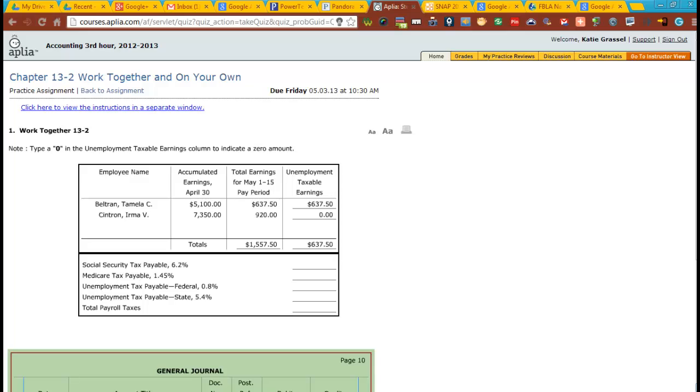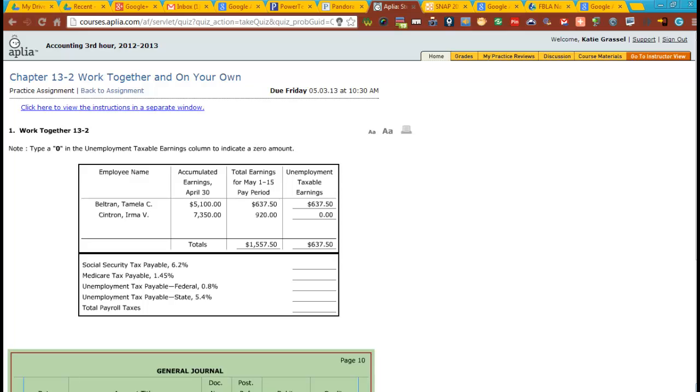Okay? So, for Social Security and Medicare, we're going to take $1,557.50 and use that as the base to multiply by our percents. Unemployment. We can't use $1,557.50 because Irma has already gone over 7,000. So for calculating our unemployment taxes, we are only going to use $637.50.